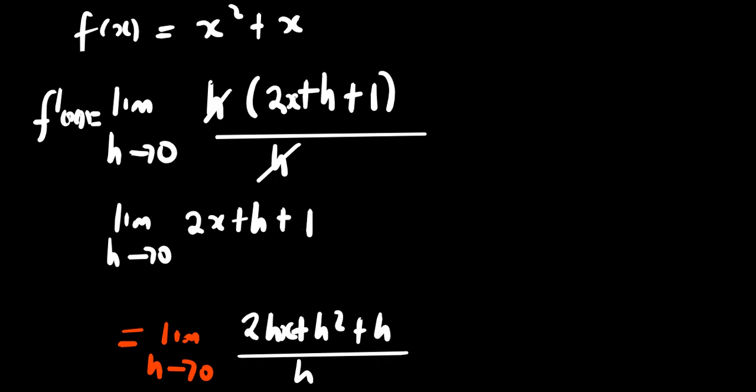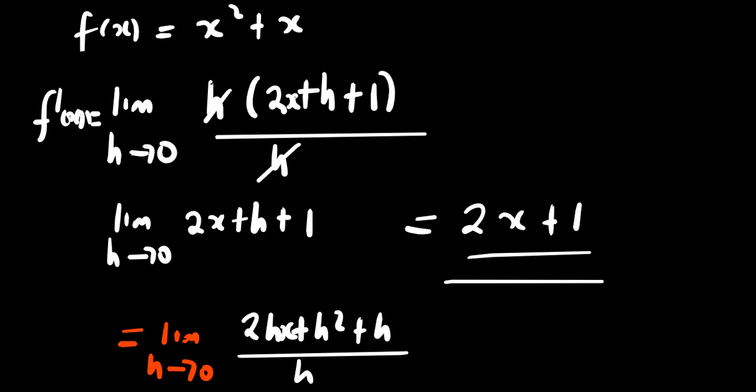Now that we've got this expression where there is h, we're going to replace it by 0. So therefore it is going to be 2x plus a 1. That will be our final answer.